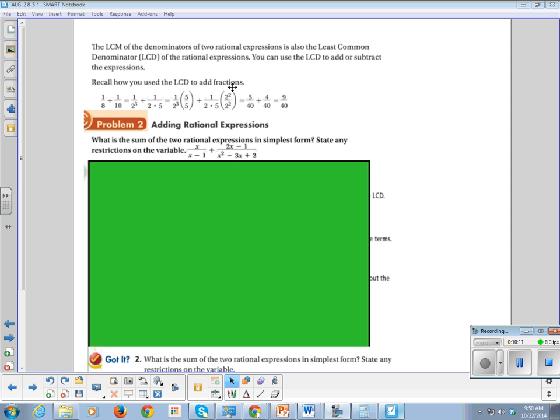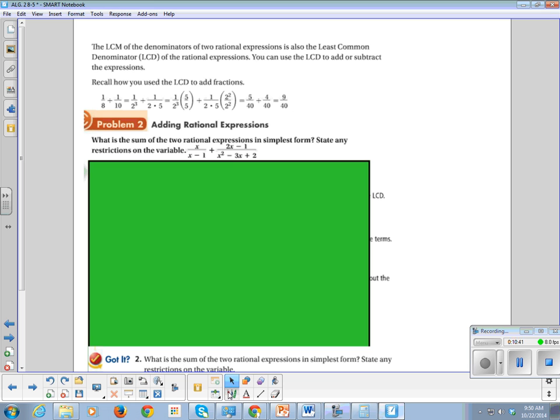So we're going to multiply this 1/10 by 2 squared over 2 squared. And to make the 1/8 look like 1/10, we notice that this has an extra 5 right here. So we're going to give it a 5 over 5. When we do that, we get 5 over 40 plus 4 over 40, and that gives us 9/40. So adding or subtracting, we need to find a common denominator, then we can proceed.